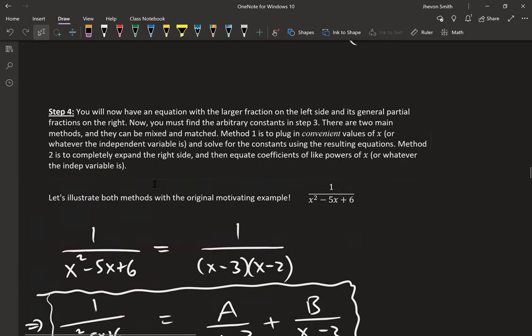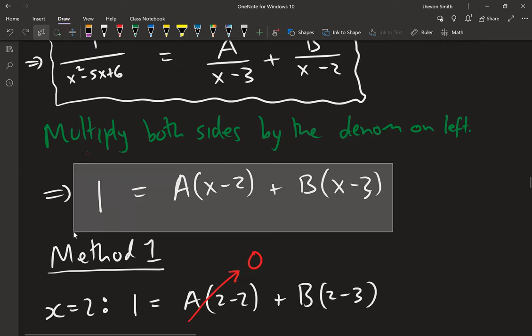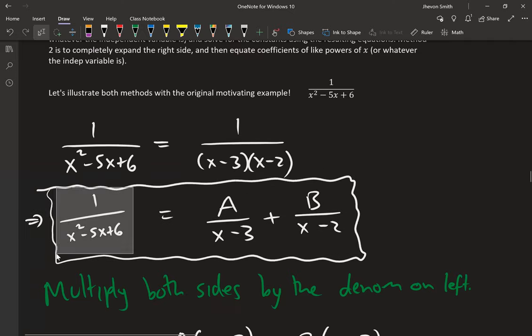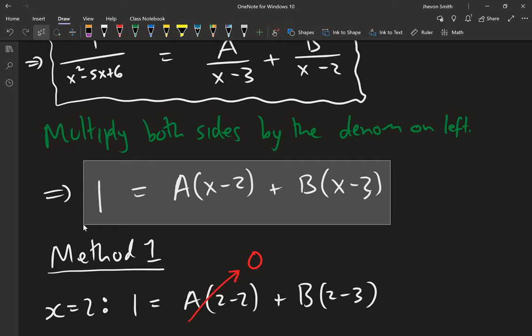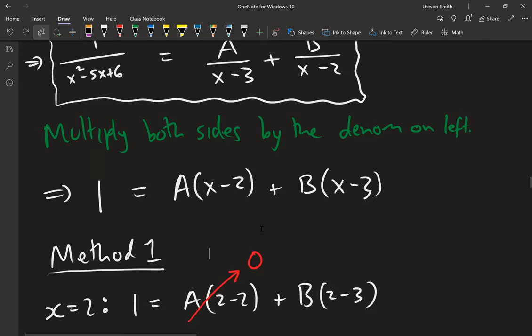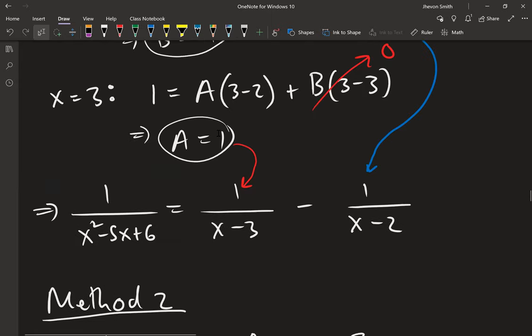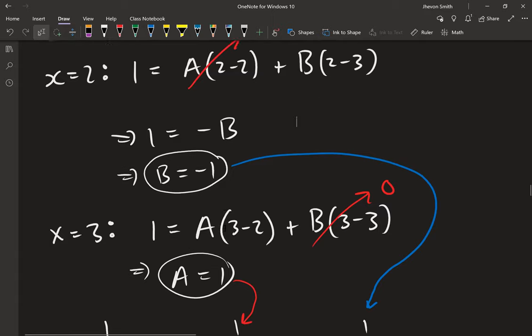Now, step 4 is to find the coefficients, find the actual arbitrary constants here. You can do this by one of two methods. Both methods start out in the same way. You're going to multiply both sides by the denominator on the left. So you multiply everyone by the big denominator. This is going to clear all denominators and leaves you with an equation where there are no rationals in it. Method one says, plug in convenient values for x. The most convenient values are, of course, ones that eliminate all the other variables except one, and you can solve for that one. You can go through and do this by plugging in repeated values for x. You can eventually solve for all the constants by going through that.